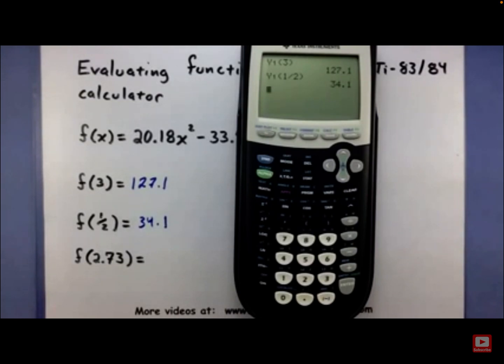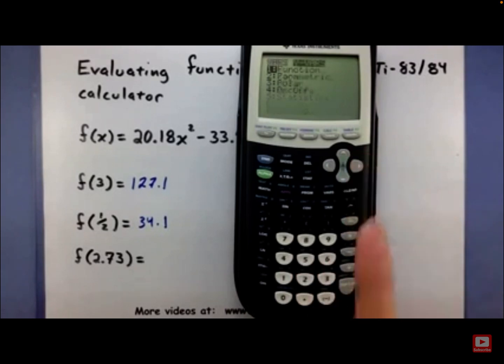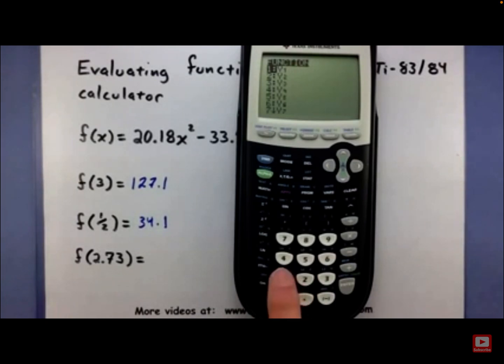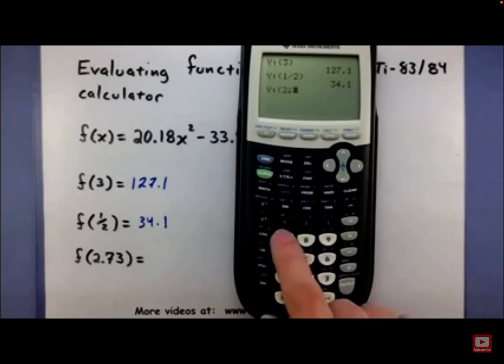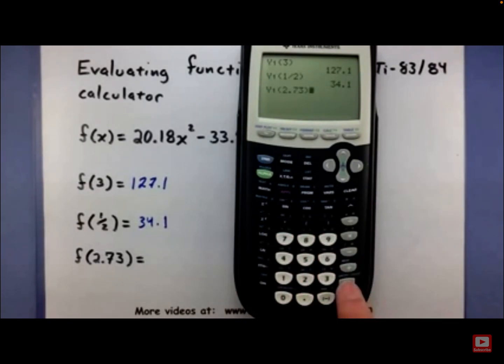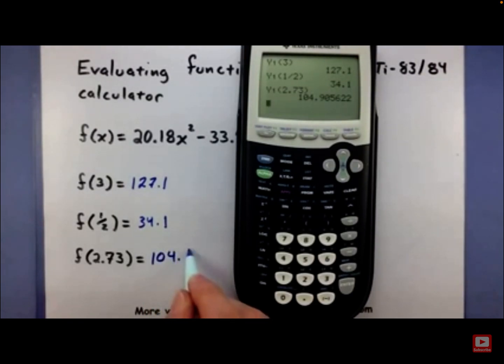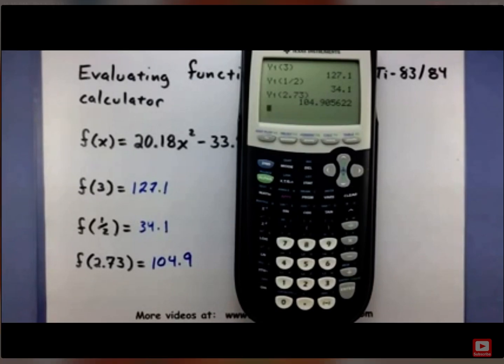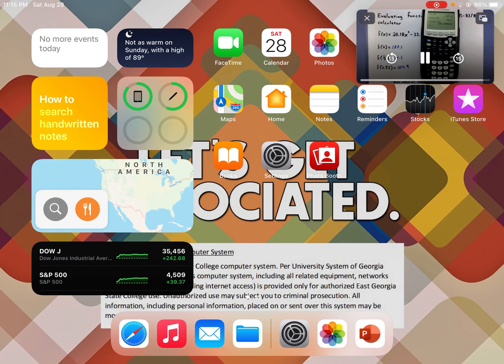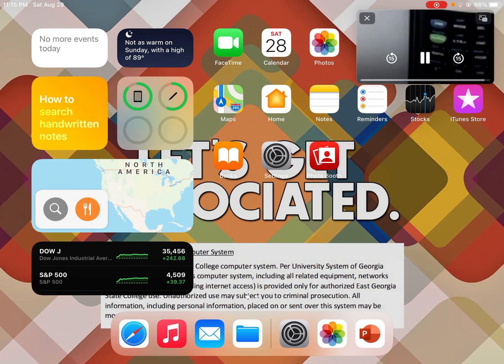Let's do this one more time. Variables, arrow over to your y variables, and number 1 for functions. And since it's stored into y1, press y1. This time feed it 2.73, and let's see what we get. Let's see, 104.9-ish. There we go. So you can do this with a lot of other functions as well, and it's a handy way to keep them all.